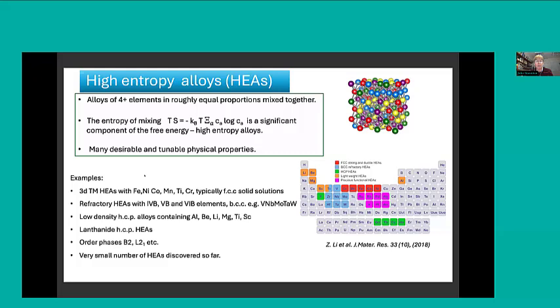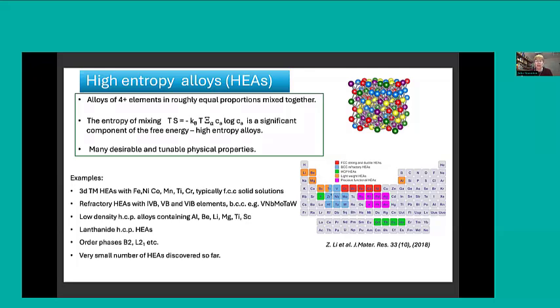Then there's the refractory high entropy alloys, which might be of particular interest to this webinar, I think. These elements, again, shown in blue here on the periodic table plot, so zirconium, niobium, molybdenum, tungsten, etc. They do mix, and typically they form body-centered cubic solid solutions. And then there's the low-density hexagonal close-packed alloys of the light elements, and there's the lanthanide hexagonal high entropy alloys as well. And then the variety of ordered phases that can occur at lower temperatures.